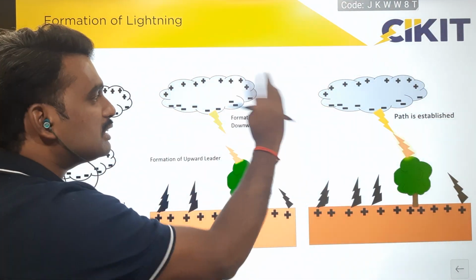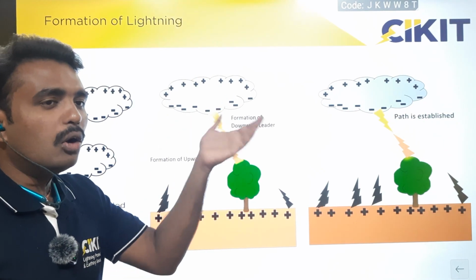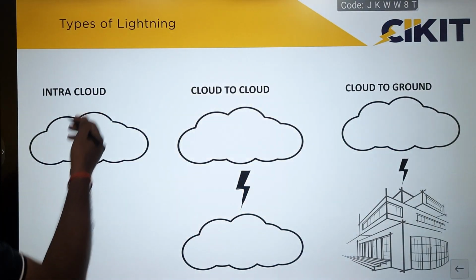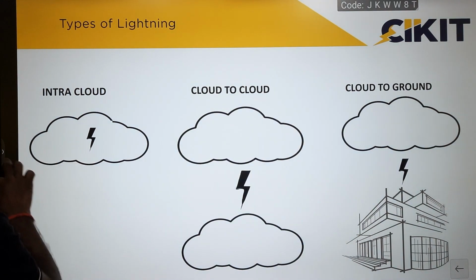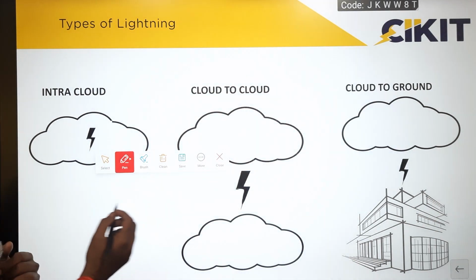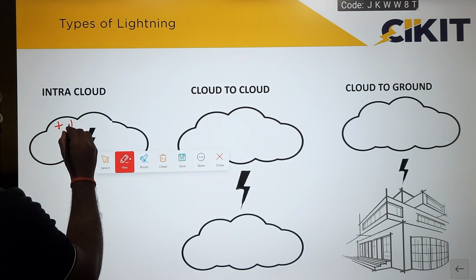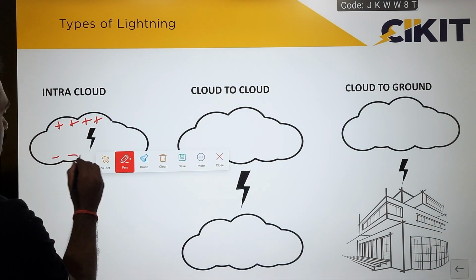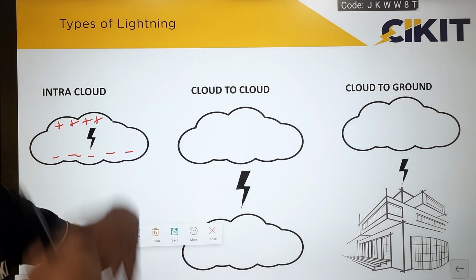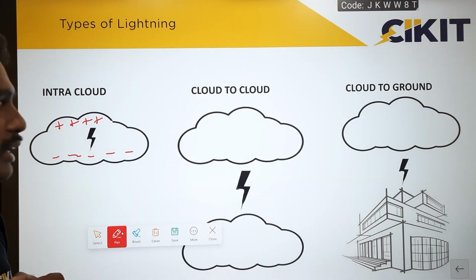So we always consider cloud to ground as the lightning, but apart from that, there are two more types. The intra-cloud lightning is nothing but the discharge happening within the same cloud. If you take the cloud, positive charges will be there on the top and negative charges on the bottom. The discharge that happens within the same cloud is called intra-cloud lightning.